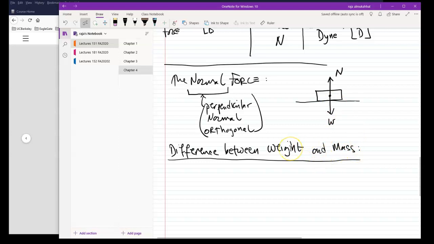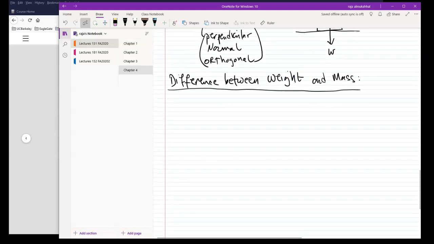The weight, however, is a little bit different. The weight is how much force you're pushing on the ground, for example. Let me explain. Let's say, for example, here you are.